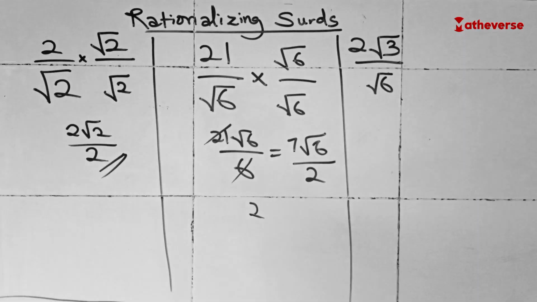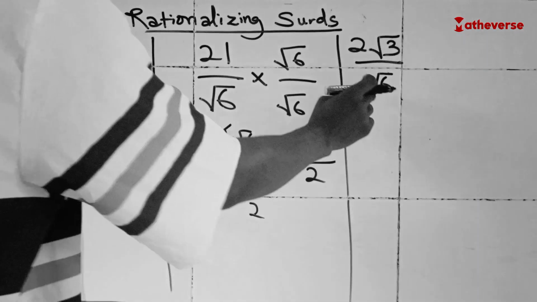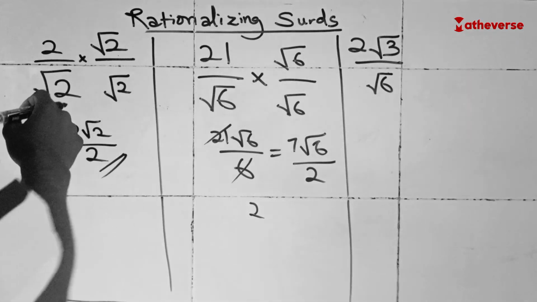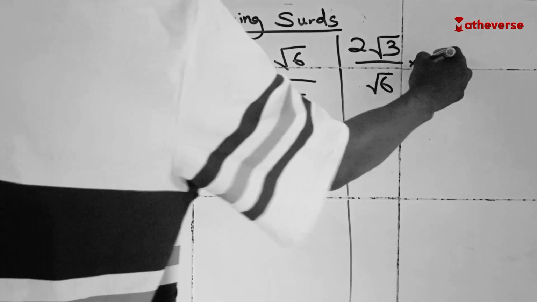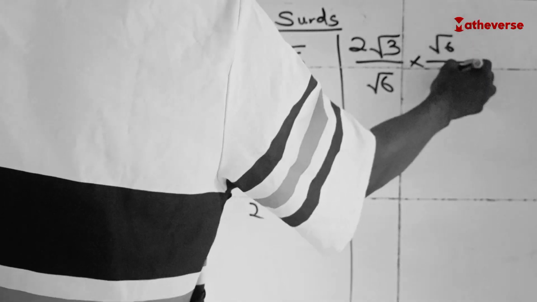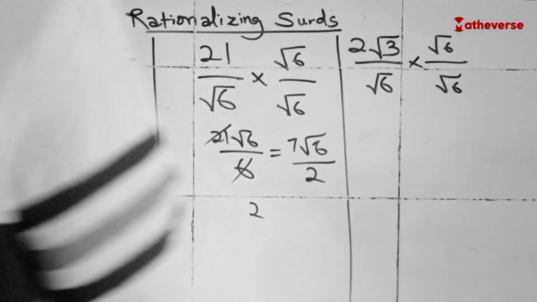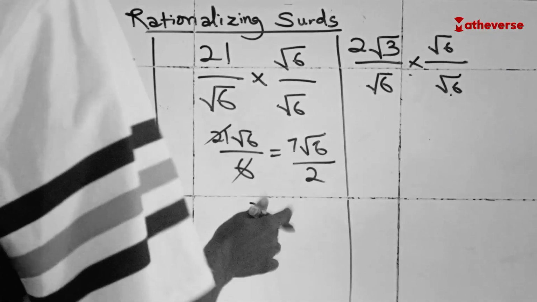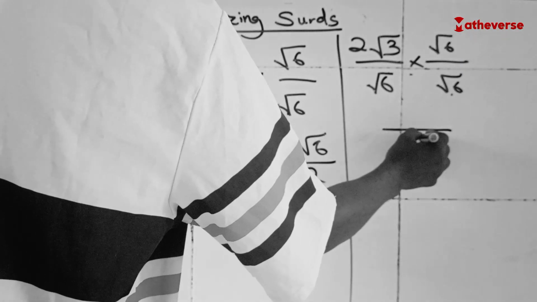Okay, now let's solve this kind of question. We have a root again as the denominator, so we have to look for a way to get rid of it. So what do we do? We multiply the numerator by root 6, then multiply the denominator by what? Root 6. So root 6 times root 6 will give you 6. We have addressed that before. So you have a denominator of 6.